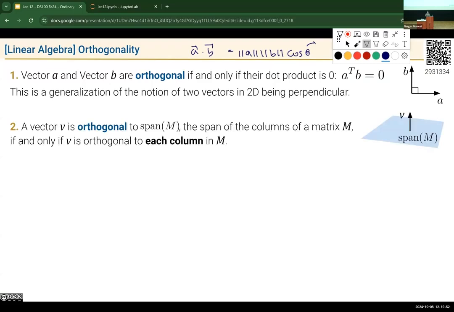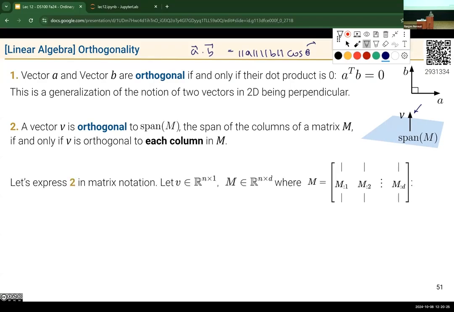Orthogonality, in the case of a vector being orthogonal to the entire span of a matrix, means that it should be orthogonal to each one of the columns of the matrix. Again, if it is orthogonal to each one of the columns of X, it is also going to be orthogonal to any linear combination of those columns as well. So it's entirely going to be orthogonal to every vector that lives in that subspace.